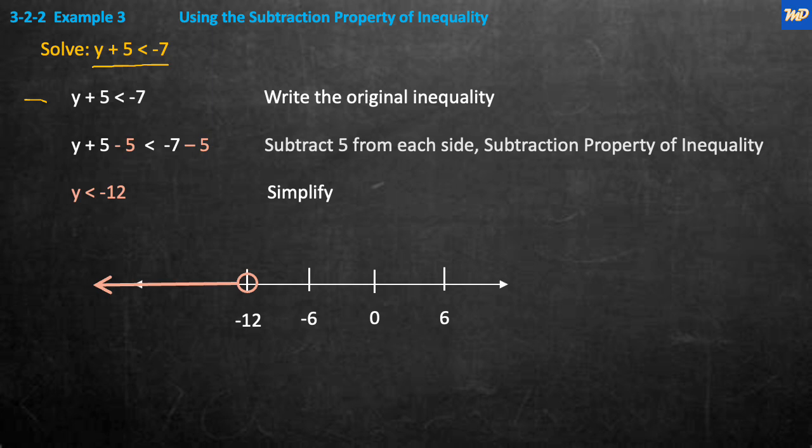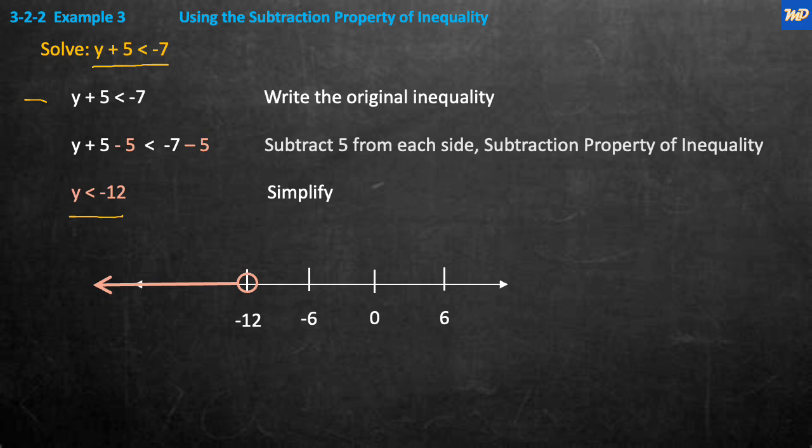use the subtraction property of inequality to undo the plus 5 here with the y, because we need to get the y by itself. So we're going to add a -5 to both sides. So we have y plus 5 minus 5 is less than -7 minus 5. So we're subtracting 5 from both sides. And when we simplify, we're going to get y is less than -12. And that's the answer, the solution here.